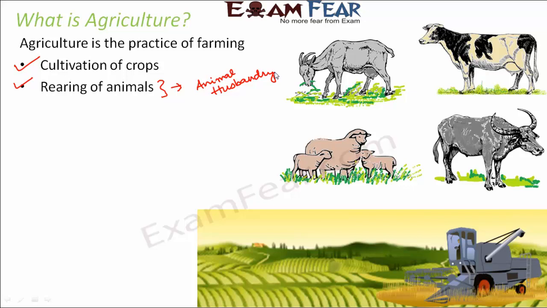So what I'm trying to say is, agriculture is not only about growing fruits and vegetables, it also includes rearing of animals. I mean, basically agriculture talks about everything which we consume in the form of food. So agriculture is the practice of farming which grows everything which can be consumed by human beings in the form of food. So that is agriculture.